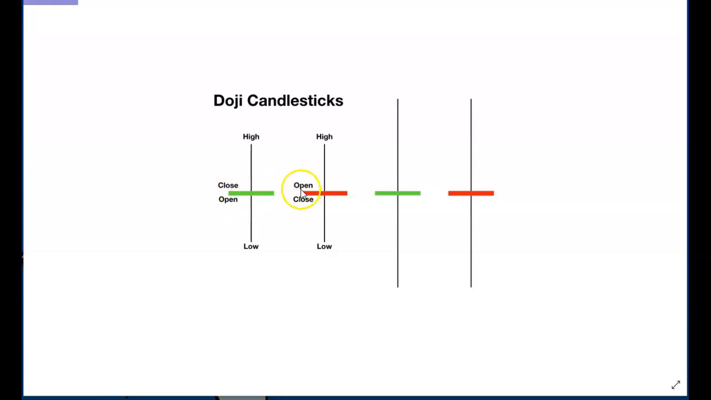And then look at this one. It opened here and closed here. It went nowhere really. I mean, it opened and closed pretty much in the same area. It went this high. It came this low. It's like, what are you doing?